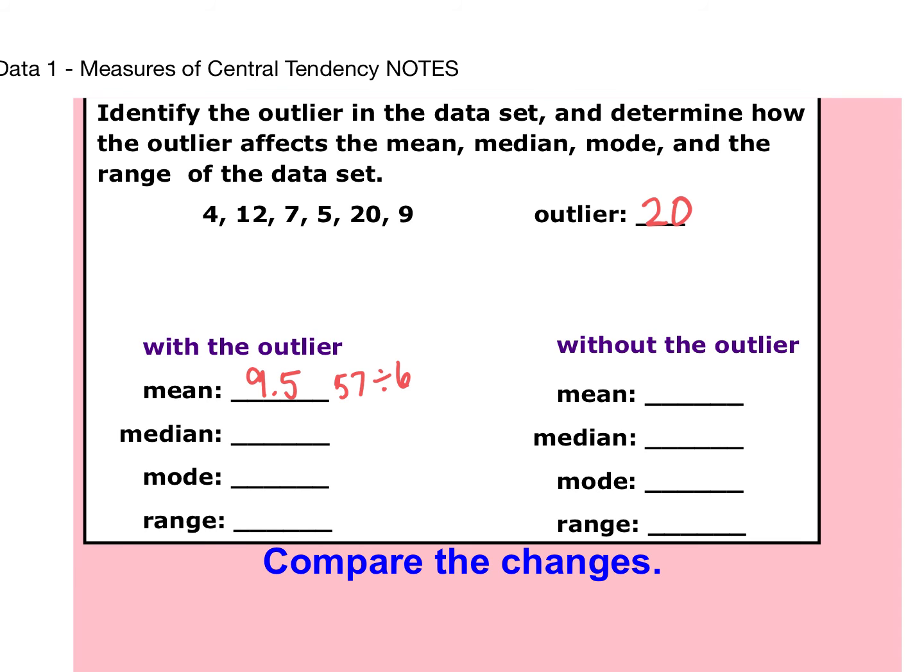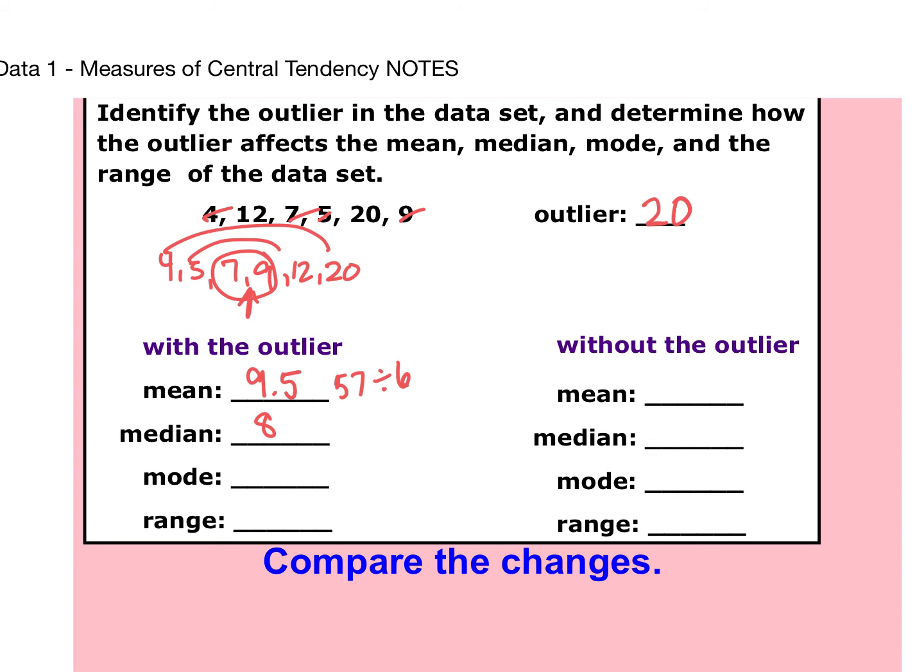Our median, if we put them in order, we have 4, 5, 7, 9, 12, and 20. So we're going to find our median. It's in between 7 and 9, so obviously halfway between there is 8. If we didn't know that, we would do 7 plus 9 is 16, divided by 2 is 8.